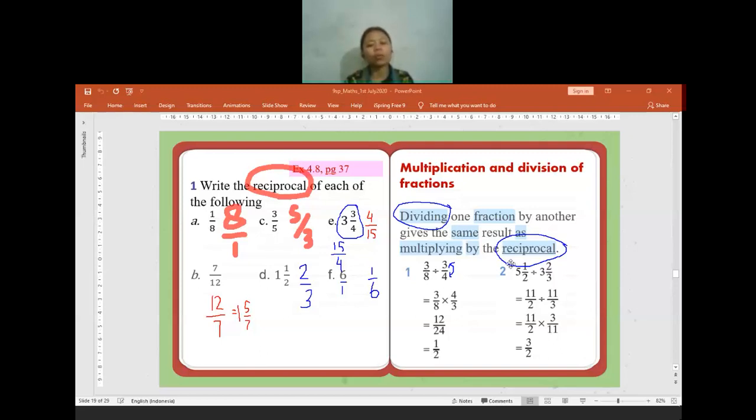So I change them one by one. The 5 1 per 2 will be 11 by 2. The 3 2 per 3 will be 11 by 3. Because it is a division, we can make it into multiplication and find the reciprocal of the second fraction. That's why this 11 by 3 we can make into 3 by 11. The 11 we can cancel out. That's why the answer will be 3 per 2.